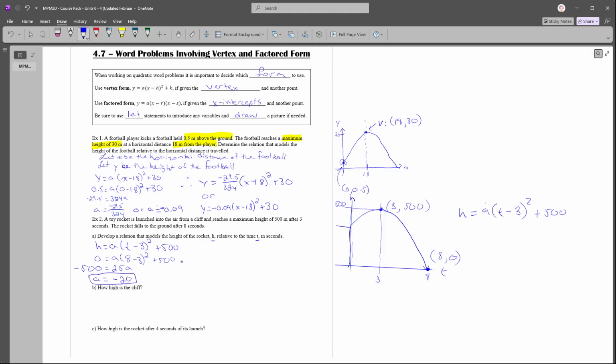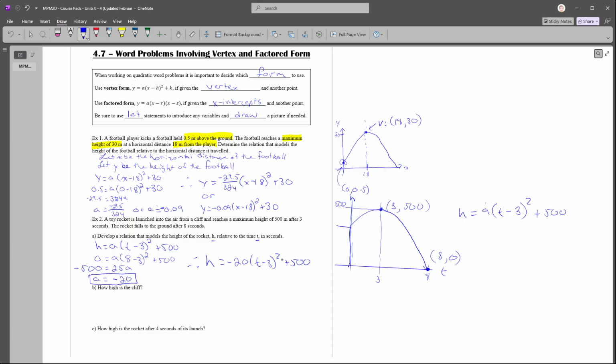So now we can substitute. Therefore, h is equal to, we forgot our a term, the whole point of doing all that work, so negative 20 times t minus 3, all squared, plus 500. That is the equation for that toy rocket. So we should be able to find anything we need to. Given any time, we should be able to calculate its height.